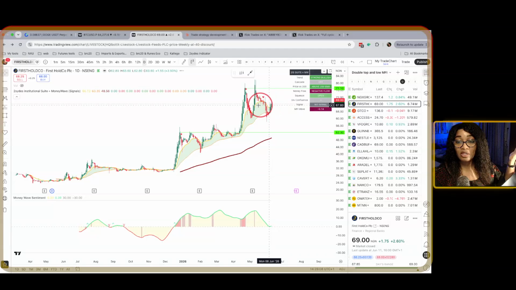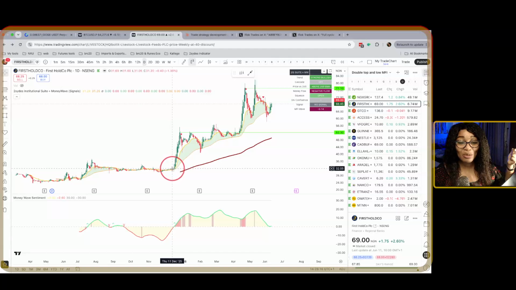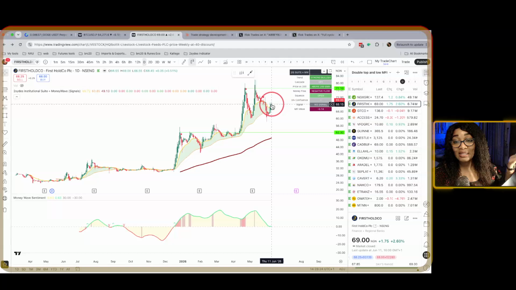We'll look at 3 stocks from the banking sector and see. So pretty much same thing. This we're looking at First Bank. It's at 69 naira per share. It has been pumping since December 2025. Prices have moved all the way up from about 31 naira to where it is currently at 69 naira.